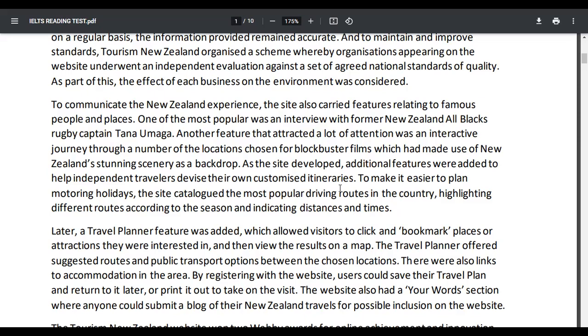So that's another piece of evidence to show that the website was not designed to provide ready-made packages for travelers. It was actually provided so you can create your own holidays according to your own interests. So then the sentence is false.